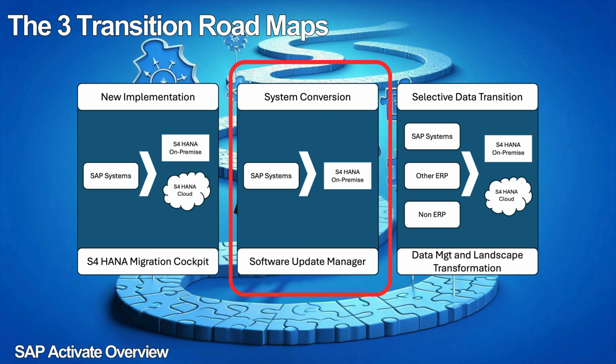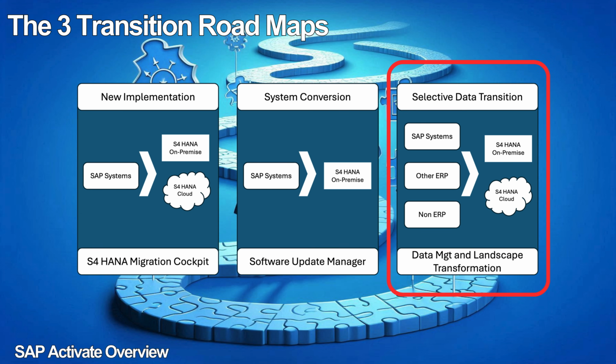Secondly, we have system conversions. This roadmap will provide the path, tools, accelerators, and other artifacts when a client is on an SAP system such as SAP ERP 6.0 on SAP HANA or on another database and wants to move their ERP system to SAP S/4HANA. These are also known as brownfield implementations.